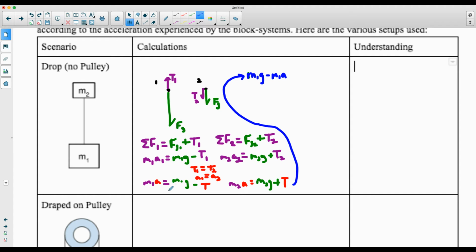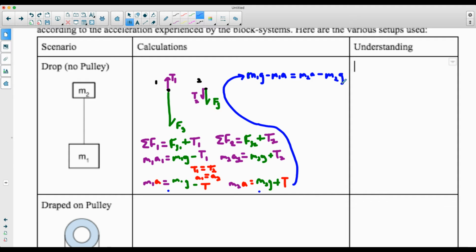That's from this first equation over here. That's going to equal the tension. And we're going to set this one equal to tension, which then allows us to set them equal to each other. So we're basically doing T equals T. So on the right equation, we have M2A minus M2G.